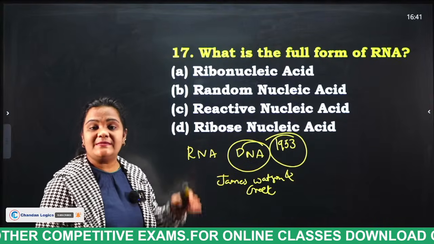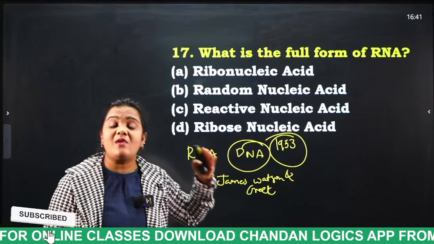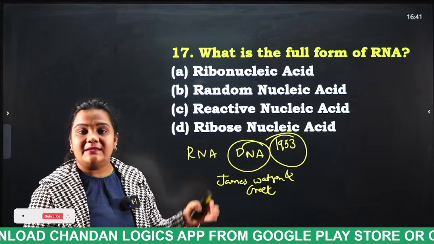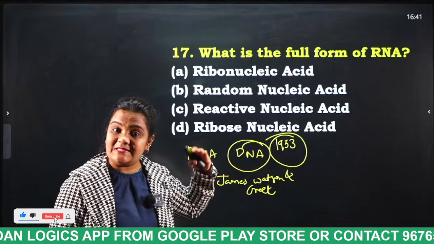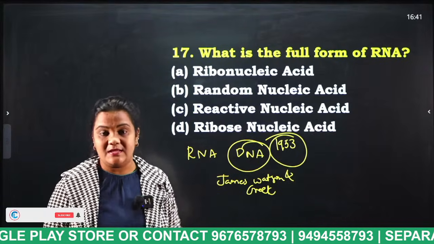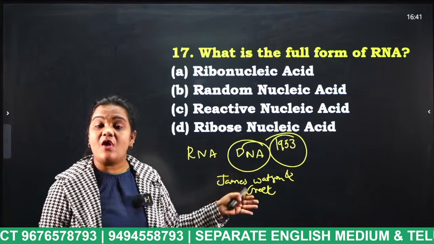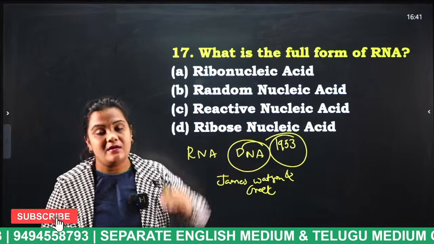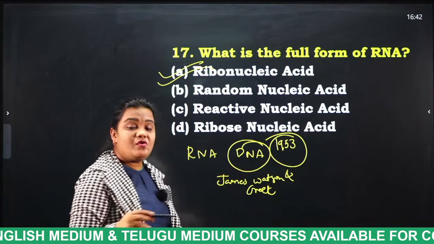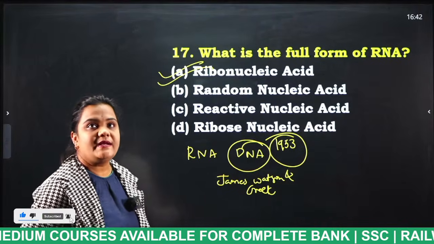In a similar way, there is a difference between DNA and RNA. Due to the extra oxygen molecule present in RNA, they differ. Thymine is the base present in DNA, and instead of thymine, RNA consists of uracil. This is also one of the important differences. Finally, RNA consists of ribose sugar with one more oxygen molecule. What is the full form of RNA, students? Ribonucleic acid. And DNA? Deoxyribose nucleic acid. Clear, all of you? Yes. Next question.